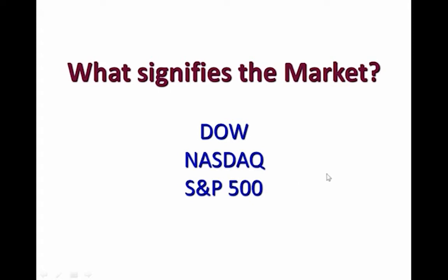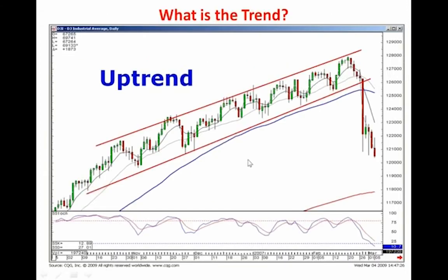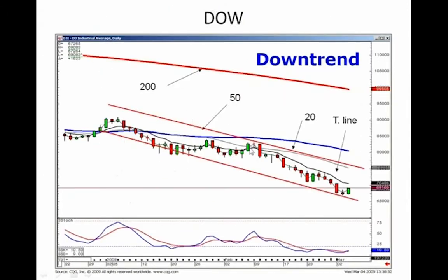So when we're analyzing the markets, a lot of people ask, well, why do you use the Dow since there's only 30 stocks there? Because you can analyze the Dow, the NASDAQ, and the S&P 500 visually in probably less than 10 seconds. And that's total. So we're looking for the trends. Are we in an uptrend? Are we in a downtrend?